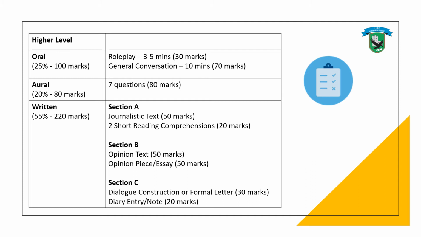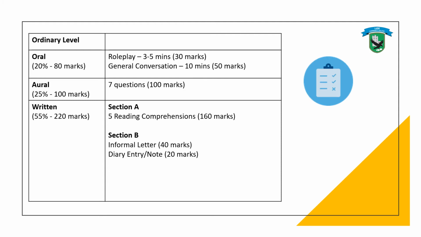Finally, the written part for higher level students is worth 55% and there is a total of 220 marks available. Section A of the written exam includes a journalistic text and 2 short reading comprehensions. Section B is opinion-based, where they have an opinion text and must complete an opinion piece or essay. Section C includes a dialogue, construction, or formal letter, and a diary entry or note.